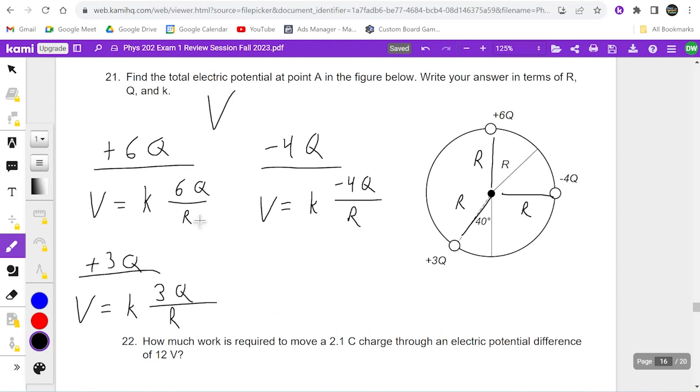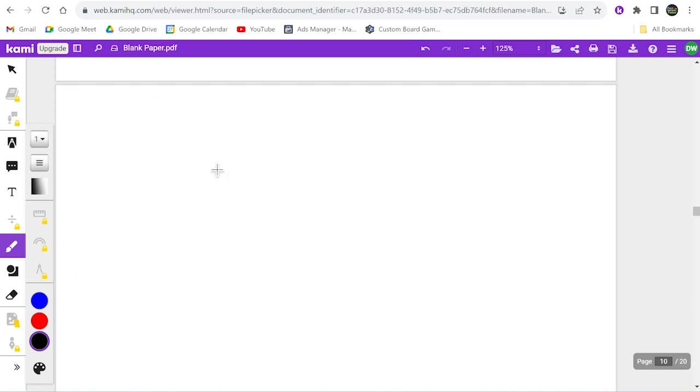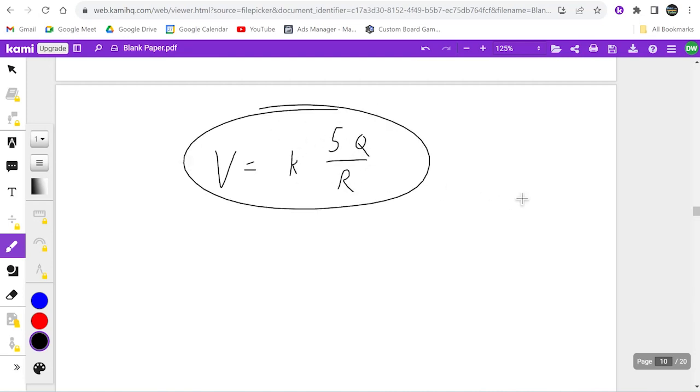So here's our three answers. And now I just have to add up these three answers together. So it's basically 6Q minus 4Q plus 3Q. That gives me 5Q as the total charge. And so then the final answer is V equals K 5Q over R. And that's the total electric potential.